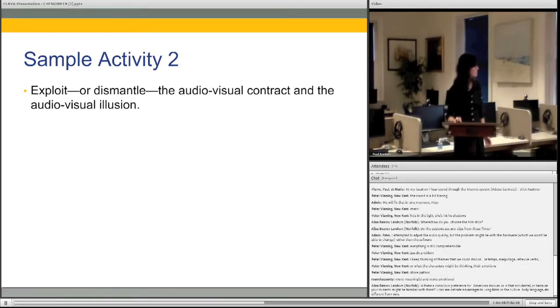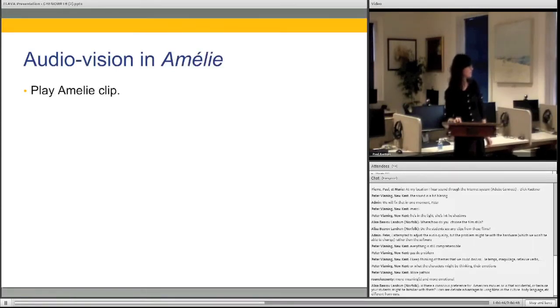All right. Here, I'm hoping to demonstrate exploiting or dismantling the audiovisual contract and the audiovisual illusion. So here we'll watch a clip from Amélie, which we've already seen.